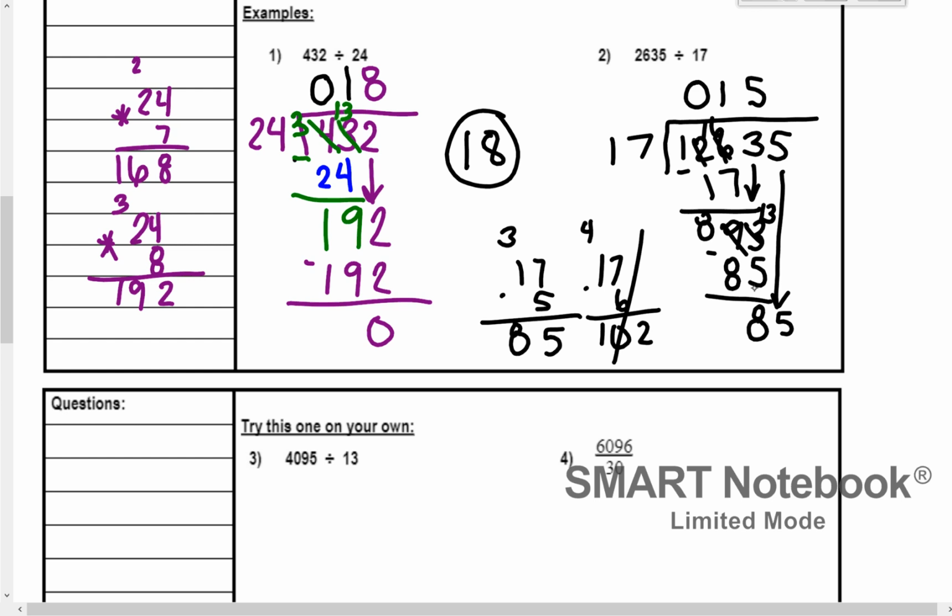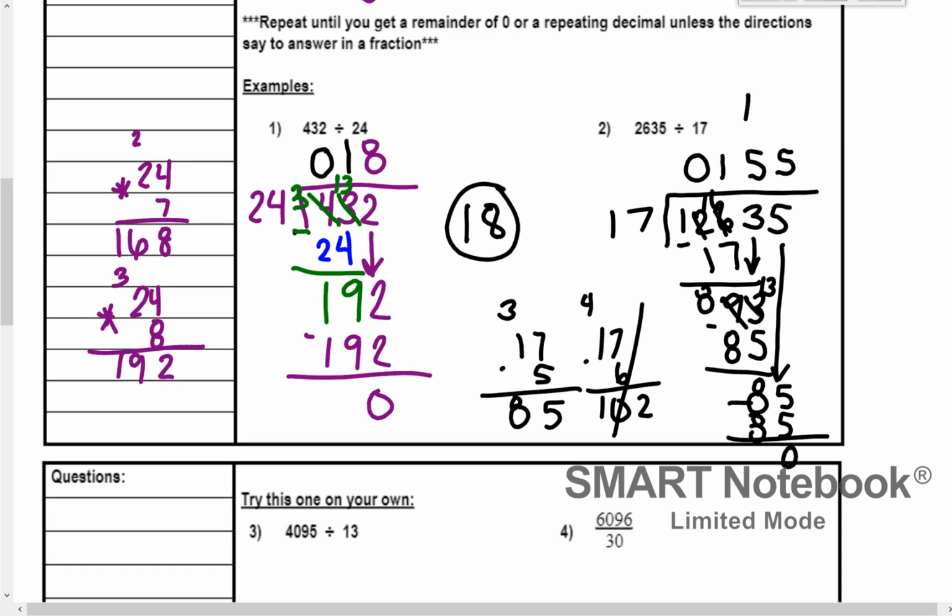And here we're at 85 again, and we just found out that 17 times 5 is 85. So we're going to have another 5. When we take away those 85, we are left with 0. We have no more numbers left. So our answer, I'm just going to write it up here, is 155.